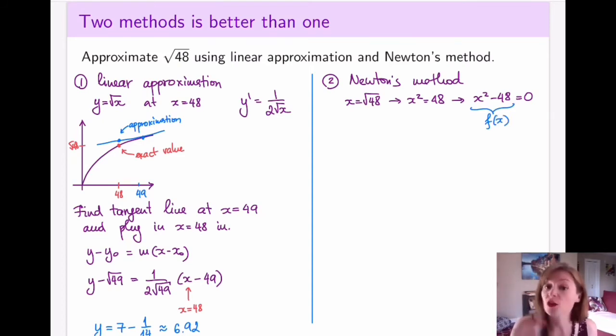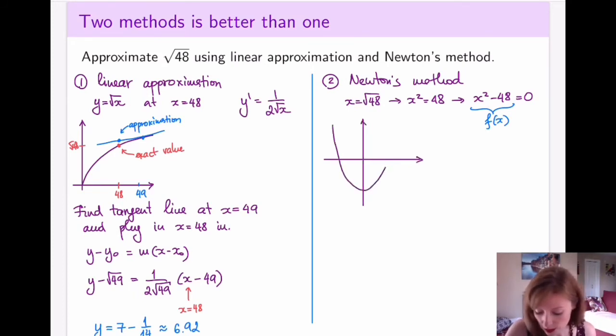So here, the graph is going to look completely different because now I'm sketching x squared minus 48, which is of course a parabola that is shifted by 48 units down. So something that looks like this. Let's pretend it's symmetric. This is minus 48, and then the two x-intercepts are square root of 48 and minus square root of 48.